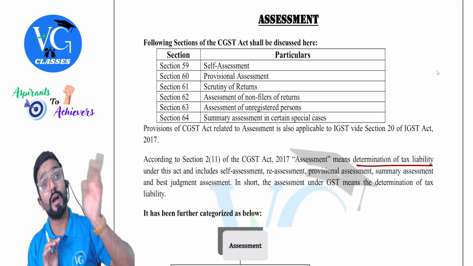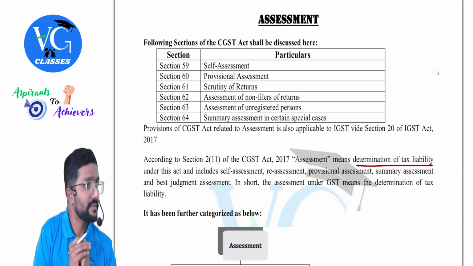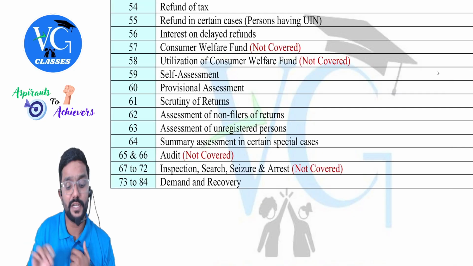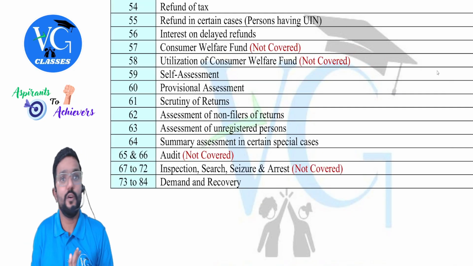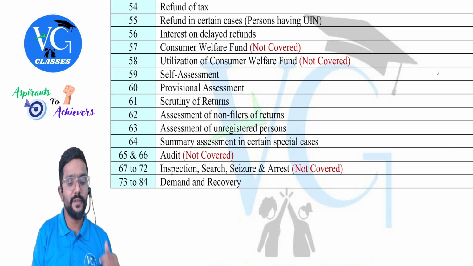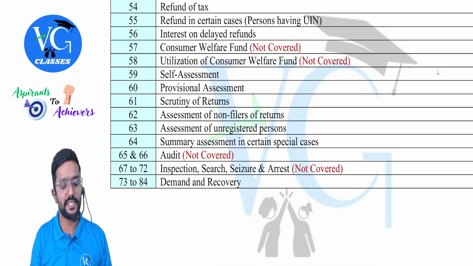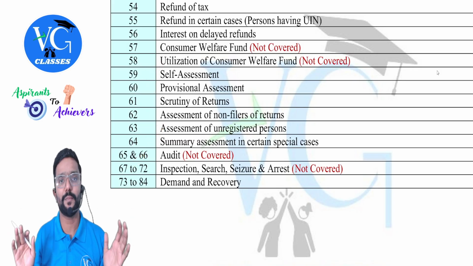Why I am telling what is not covered for you also is so that you should not feel that, sir, skip this section. Because in between, a few sections are not a part of your syllabus, so we have not covered them. Anyway, after this also, 65, 66, 67 to 72 and all are not a part of your syllabus.